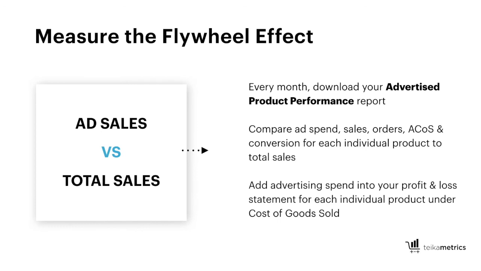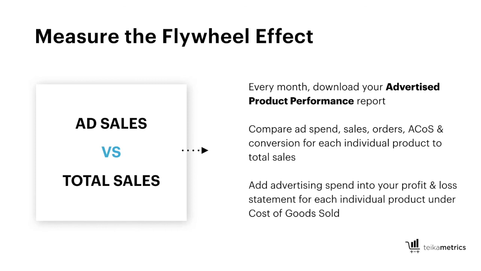So you may have to spend a little bit more initially on sponsored ads to get those sales, but all of these things impact your sales rank, your conversion rate, which leads to more product exposure, as Craig so articulately put it earlier today. So every month, go in there, download your advertised product performance report. We mentioned this one before. It will give you the spend, sales, conversion, ACOS for every product that you're advertising in every ad group. And then start comparing over time, right? Look at your ad sales, your ad spend, orders, ACOS, conversion over months, but also compare that to your total sales.